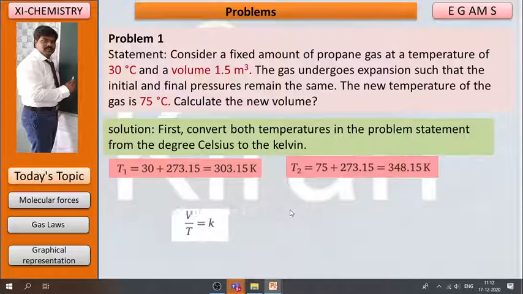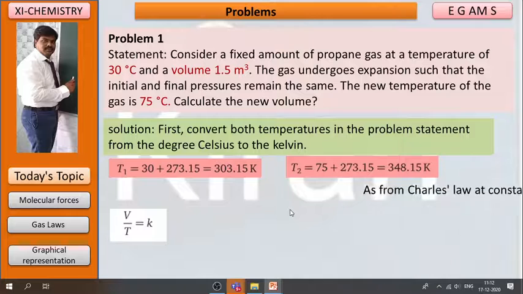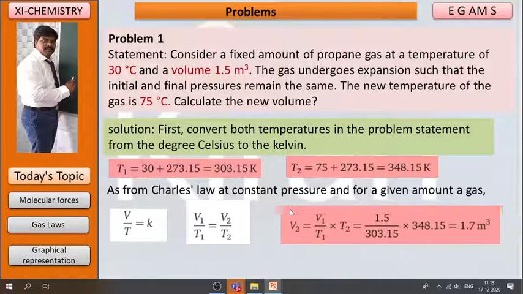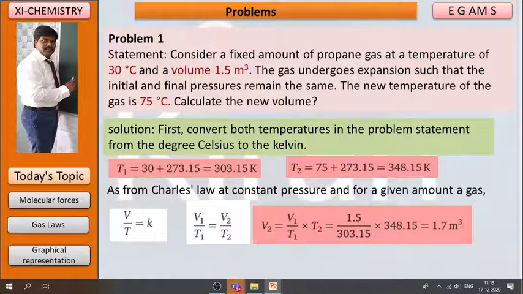We have a formula V by T is equal to K. Based on that, V1 by T1 is equal to V2 by T2. So we have to find out V2. V2 is equal to V1 by T1 into T2. All the values you know. Substitute V1 as 1.5 and T1 as 303.15, and then into T2, 348.15, which is equal to 1.73 meter cube. So this is the volume.